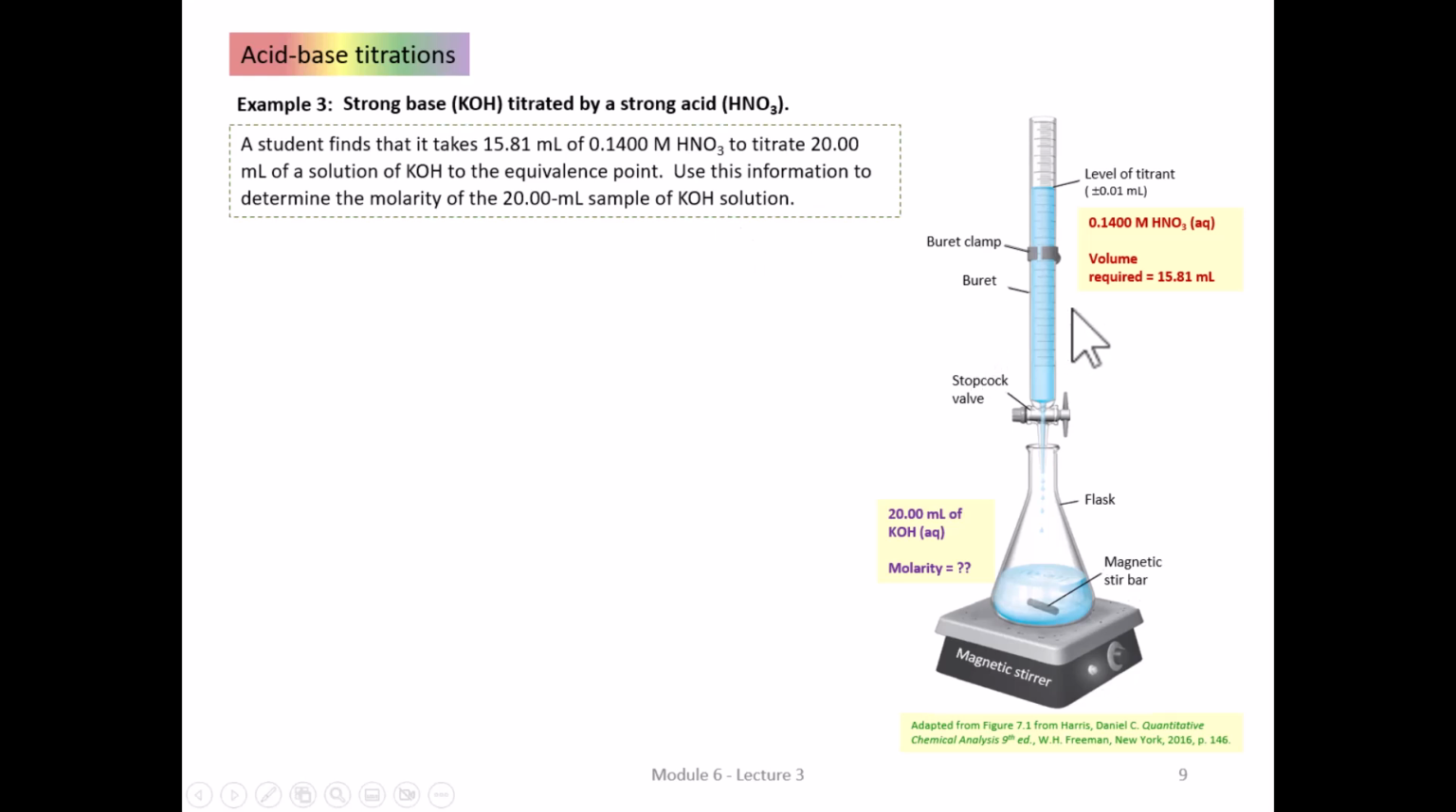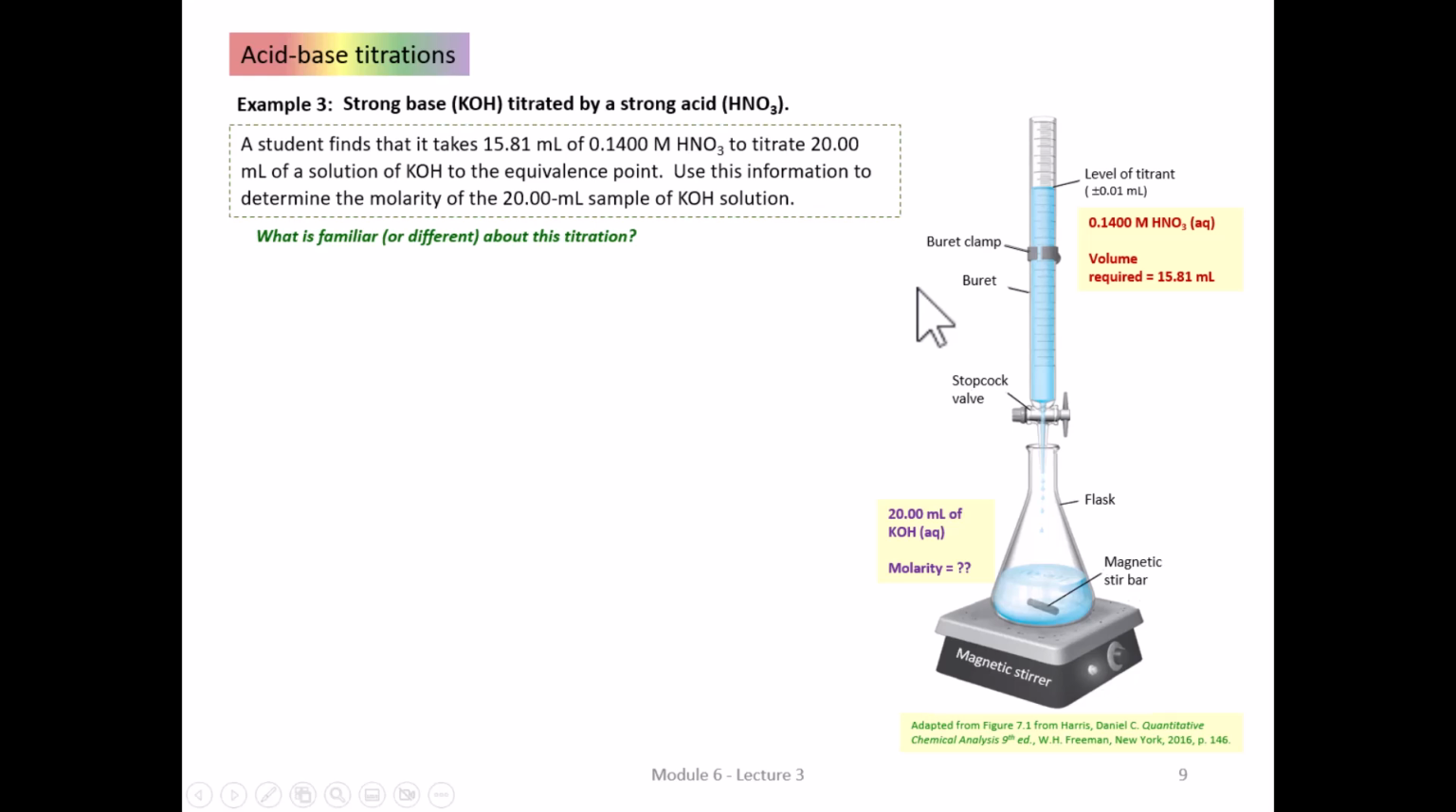So here we have the nitric acid in the burette. We know its concentration. We know how much was needed to reach the equivalence point. There was 20 milliliters of potassium hydroxide in the flask to start with. When the titration's done, we have enough information to calculate the molarity of the potassium hydroxide.